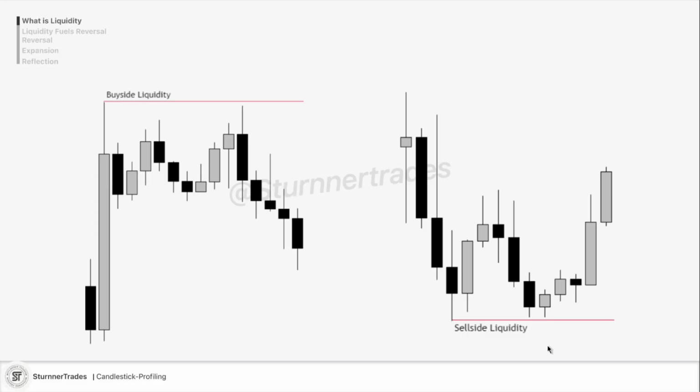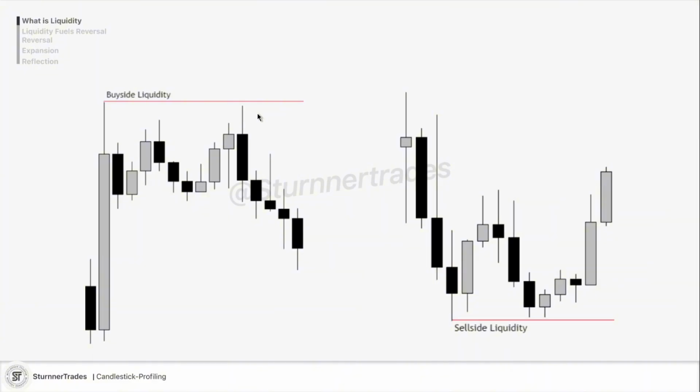Take a look at this chart. You see red lines marking buy-side liquidity above old highs and sell-side liquidity below old lows. We see retail traders that place their stop loss above this high to go short and below this low to go long. Every clean high or low, especially on higher time frame, becomes a liquidity pool.